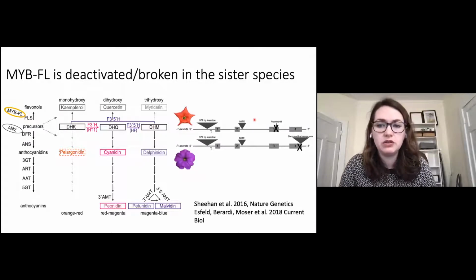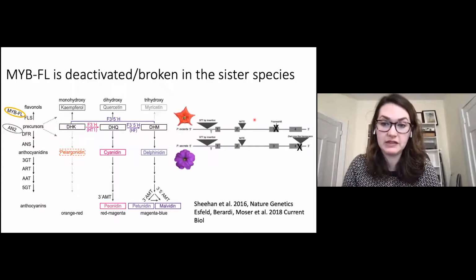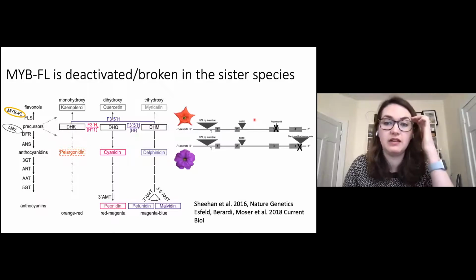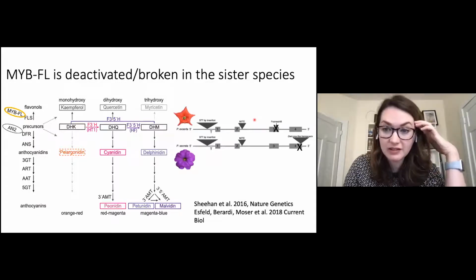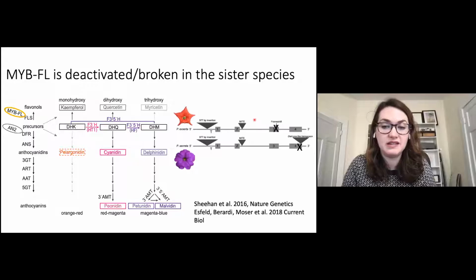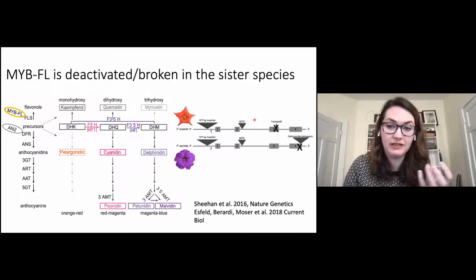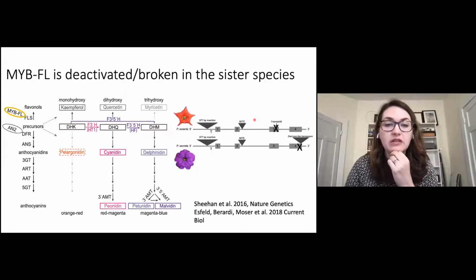So the first step in Petunia to achieving an intense visual anthocyanin pigmentation is actually to disable flavanol biosynthesis. If the Petunia axillaris allele of MYB-FL is present, then flavanols are synthesized in high amounts, leaving less substrate available for anthocyanin production. So it's not surprising that when we looked at these two colorful species, MYB-FL is deactivated in both of them, in slightly different ways.